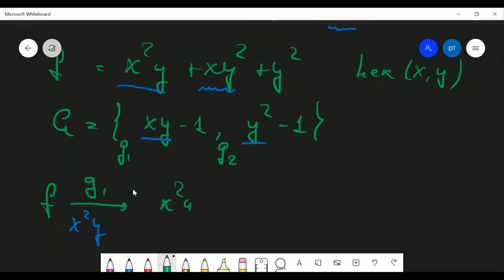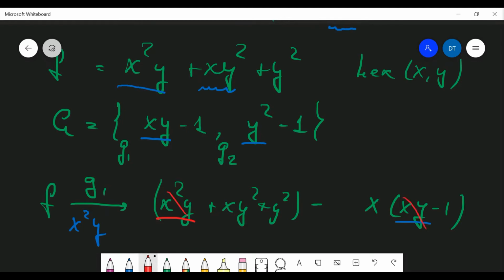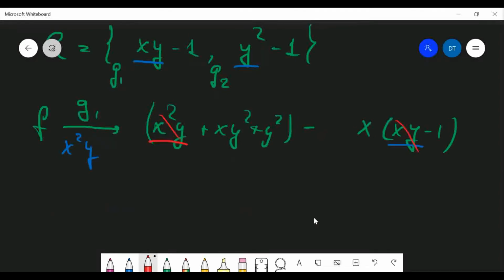So what will happen here? In order to do that, I need to subtract g1 with an appropriate coefficient from f. Let me underline the leading term and the term I want to reduce. In order to cancel this one, I just need to multiply by x. In this case, I can cancel one by the other. At the end, we will get xy² + y² + x.